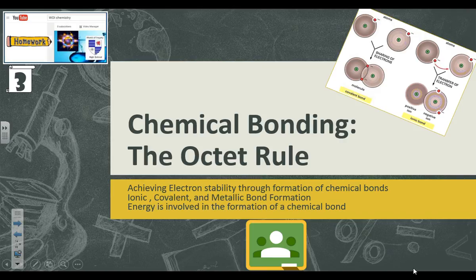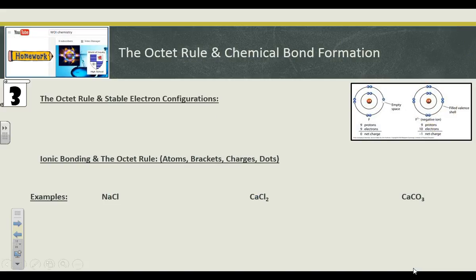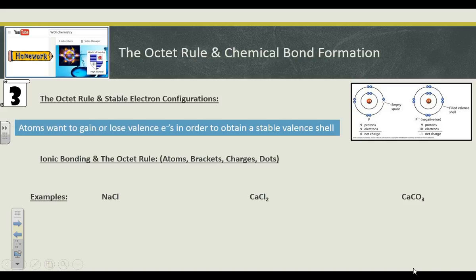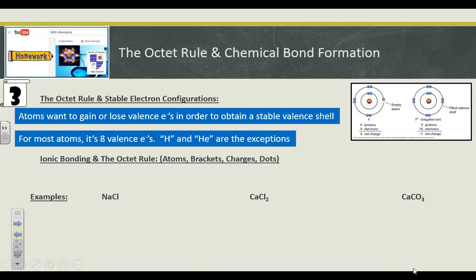This is going to be basically a video that is just kind of a fundamental theory video. We will get into the task next video. The octet rule itself: atoms want to gain or lose valence electrons in order to obtain a full valence shell. This valence shell is 8 valence electrons.